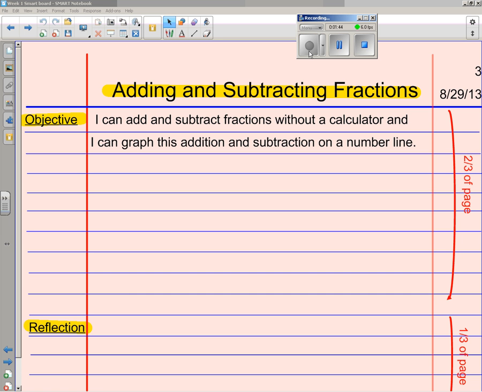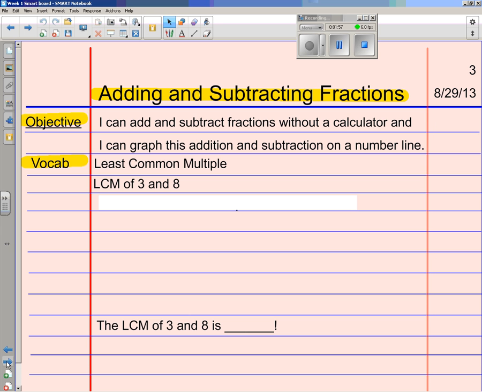I might suggest that you pause this video now. If you need to finish writing, feel free to pause, rewind, rewatch anything in this video to make sure you get all the notes down, because I will be moving quickly. All right, on this same page, we need to get some vocabulary taken care of before you can actually start adding and subtracting fractions. And that vocabulary that we have to take care of is least common multiple.